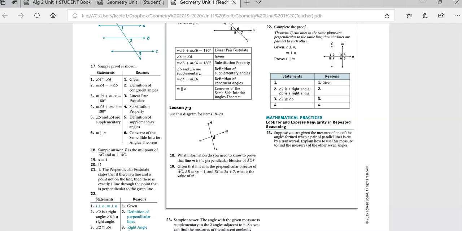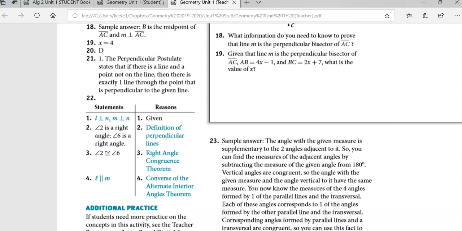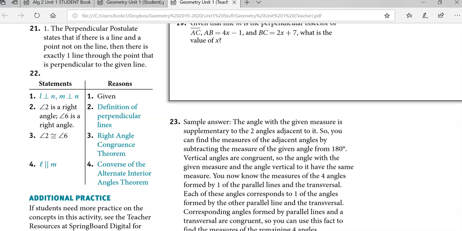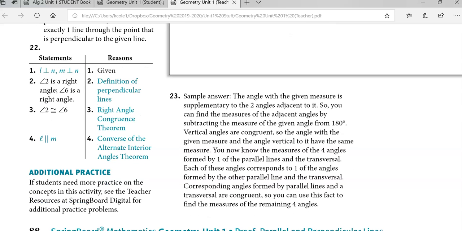So then you are filling this in. Here are the correct answers. The first thing, you just write out the given. You know that angle 2 is a right angle and angle 6 is a right angle. That's the definition of perpendicular lines. 2 and 6 are congruent because of the right angle congruency theorem.